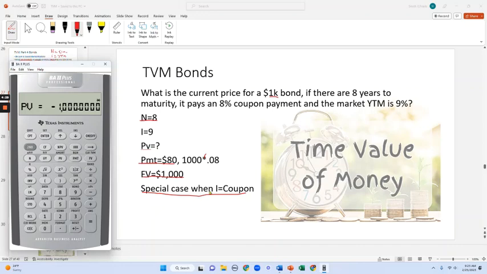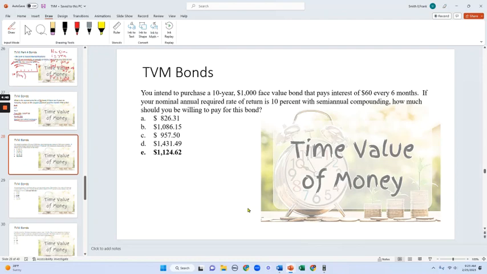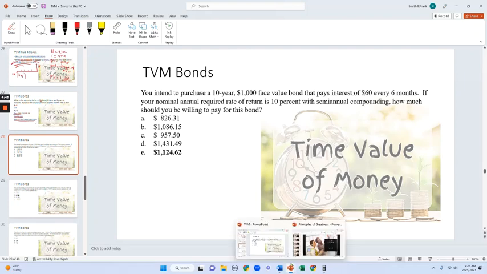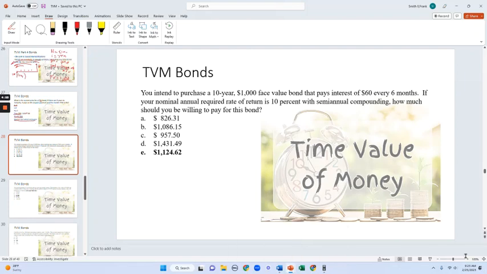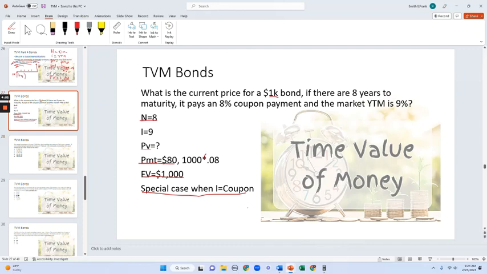But it is a special case when the interest rate the market wants, the yield and maturity, and the coupon rate are the same. It's just a special case. So here's another bond problem. You intend to purchase a 10-year $1,000 face value bond that pays interest $60 every 6 months. Now it's getting interesting because we're getting into the other than semi-annual.